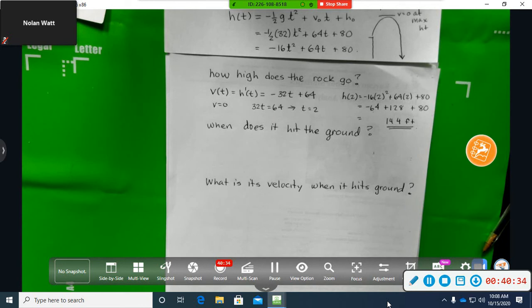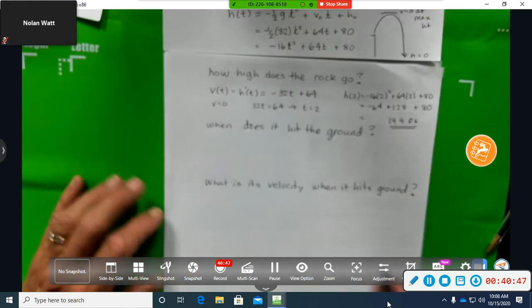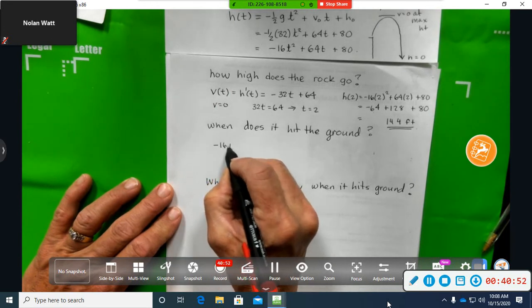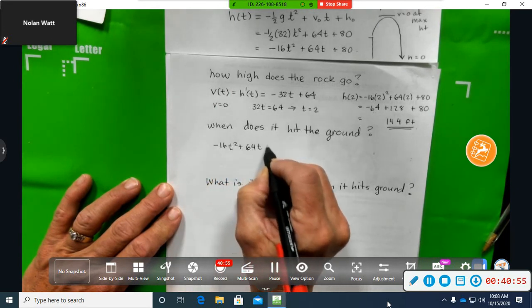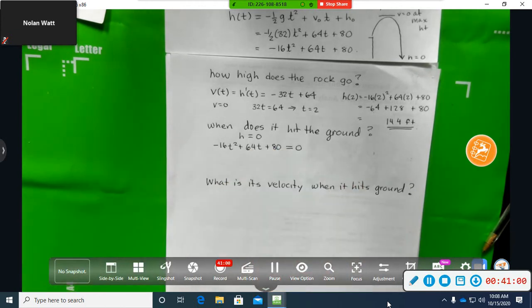All right, next part. When does it hit the ground? How do you find that time? Height is 0. Set the height function equal to 0. Hits the ground when the height is equal to 0. So maybe I've given you something that you can factor. Let's see, does 16 go into 80? How many times? 5. So let's pull out a negative 16. 16 divides all three of those numbers.